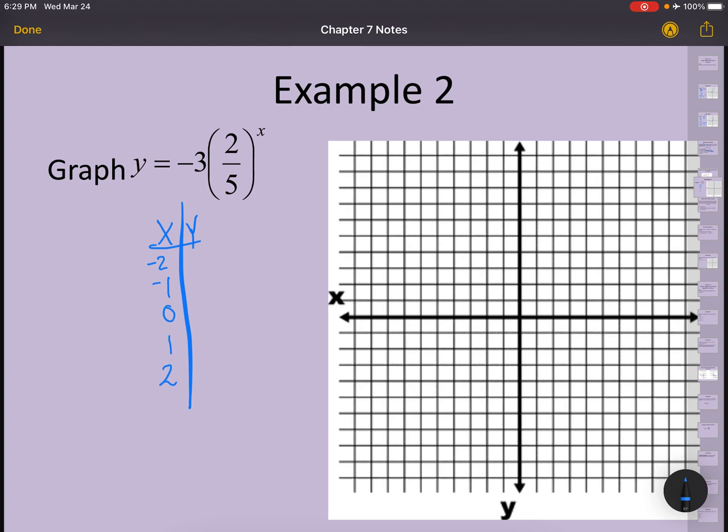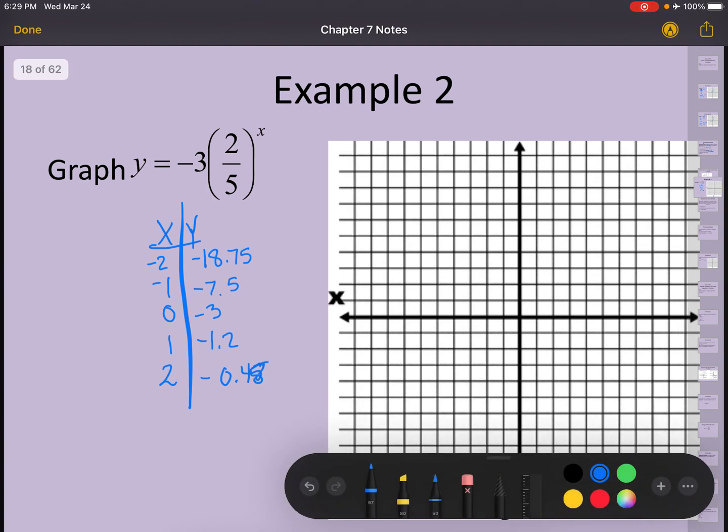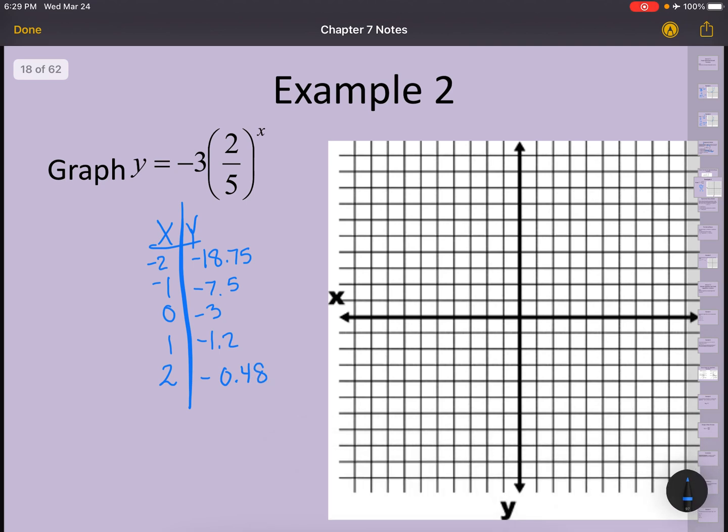So at negative 2, in this case, it was negative 18.75. At negative 1, it was negative 7.5, at 0, negative 3, at 1, negative 1.2, and at 2, negative 0.48. Or .48, not .5. There we go. Okay, so at negative 2, it is clear off the graph at negative 18.75. So I'll put it down here somewhere. At negative 1, it's a negative 7.5.